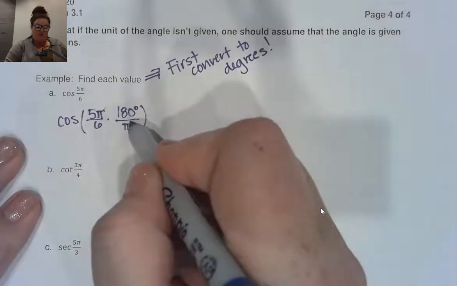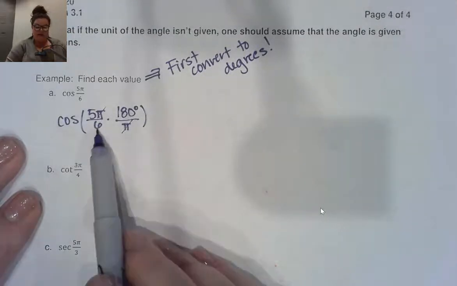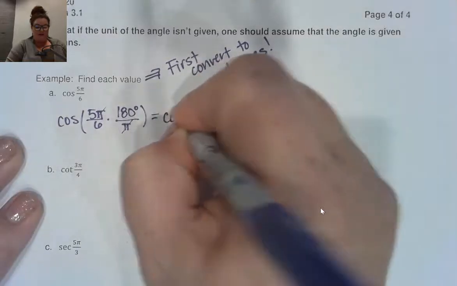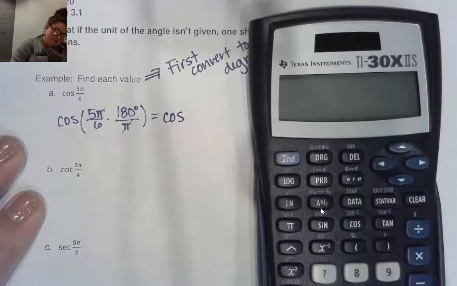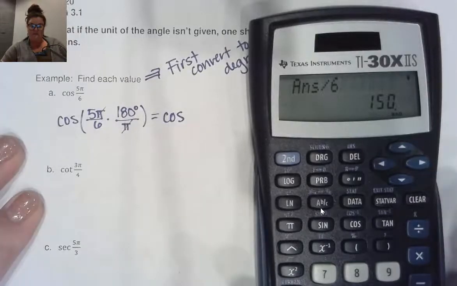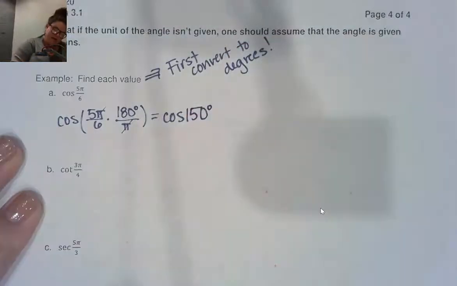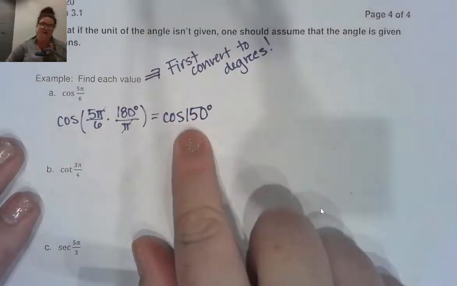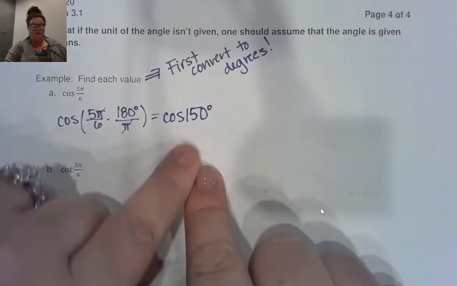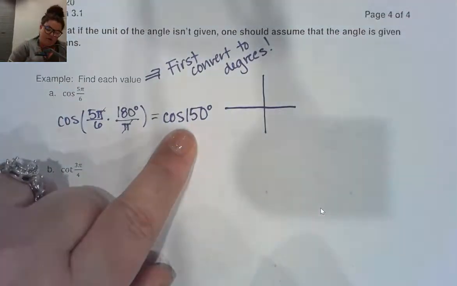Okay, so I'm going to go ahead and notice that my pi's are going to cancel, right? And then I can do 5 times 180 and divide it by 6 on my calculator. So when I do 5 times 180, because that's what I have left on top, and then I divide that by 6, I end up with 150. So what we really have is cosine of 150 degrees, okay? So I should be able to figure this out, right? So let's figure out where 150 degrees is.